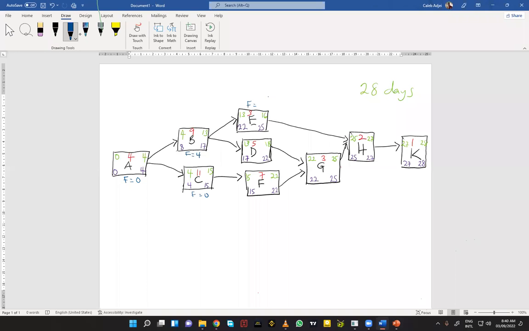25 minus 16, this should give us 9. Activity D should give us 4. F is equal to 4. This F should give us 0. This F should give us 0. F is equal to 0. F is equal to 0.